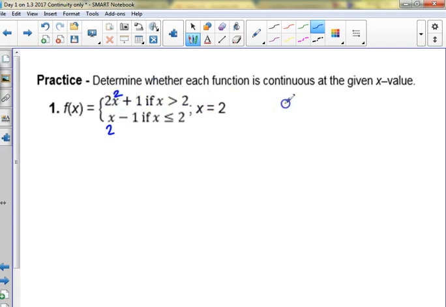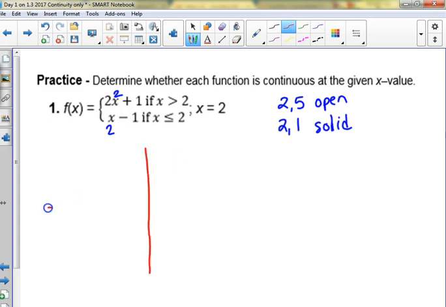2 times 2 plus 1 would be 5, yes? That would be an open circle, but it goes right up to that value, right? Here, if I put a 2 in, I get out what? 2 minus 1 is 1, and that would be a solid circle. So are they continuous? Are they at the same place? No. Let me talk about this in a way that makes more sense to you.